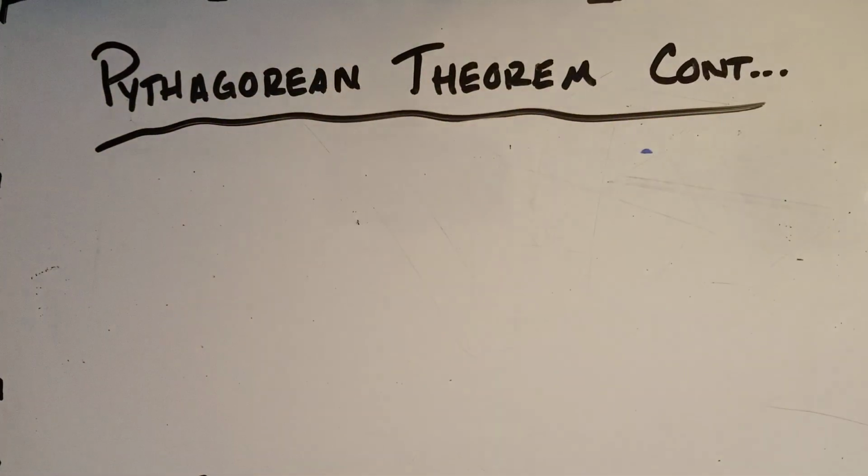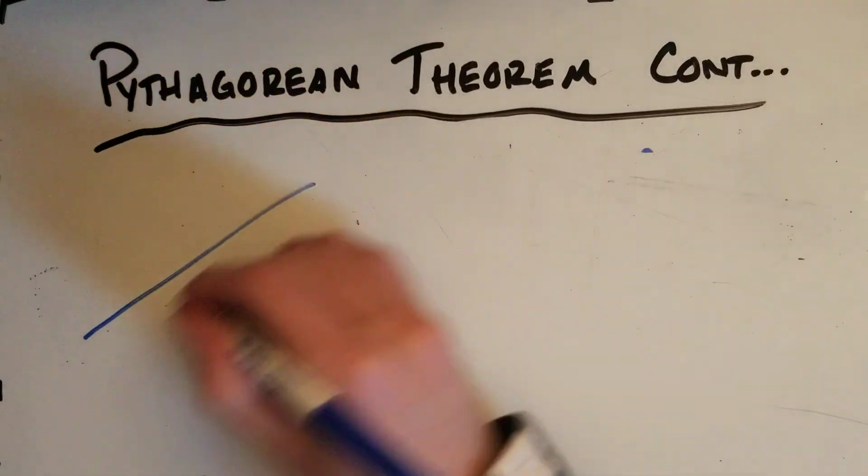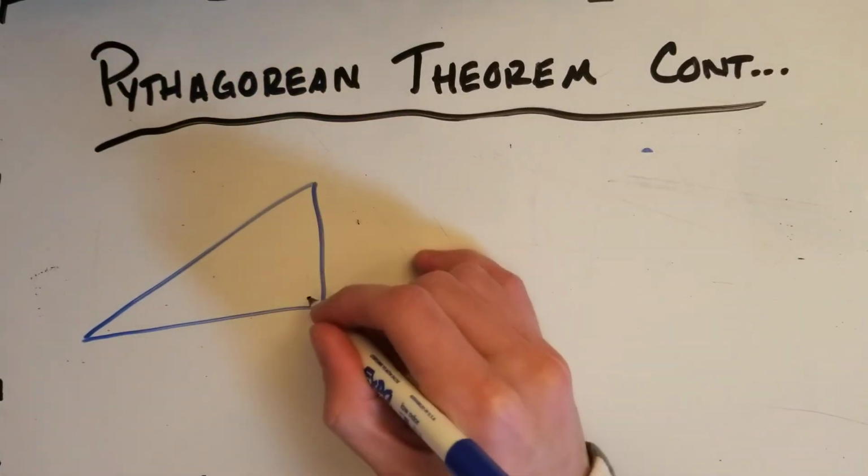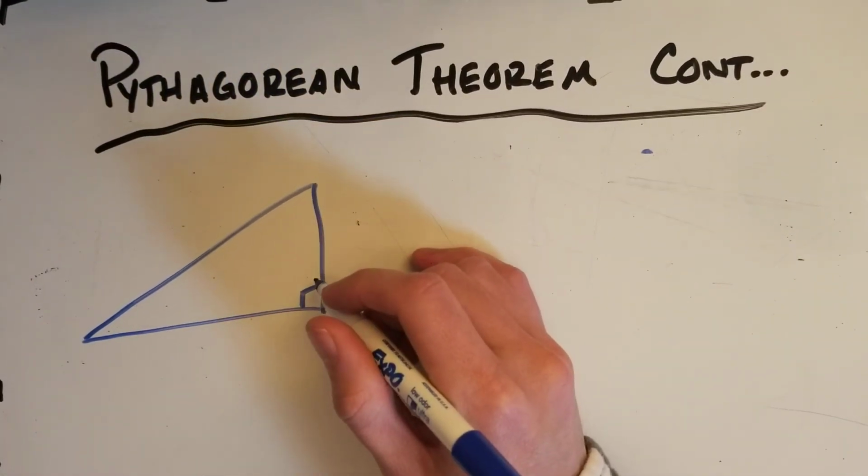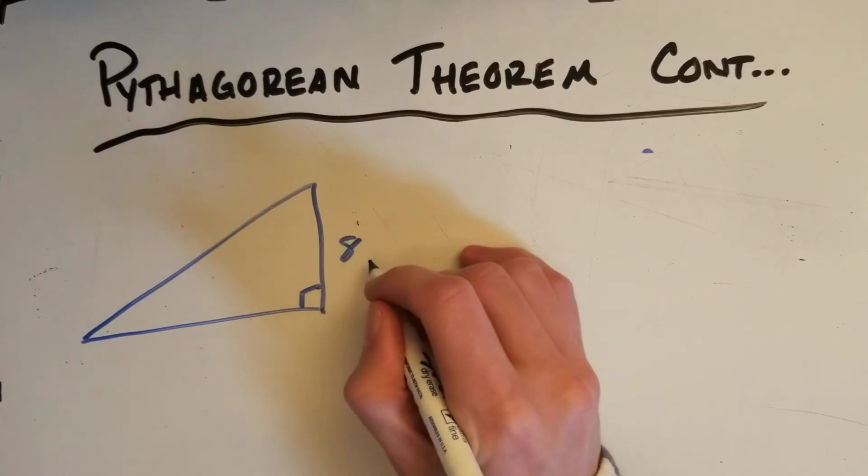All right, so we have two more. Our next one, we're given this triangle, looks like this. And we are asked to find the perimeter of the triangle rounded to the nearest tenth.